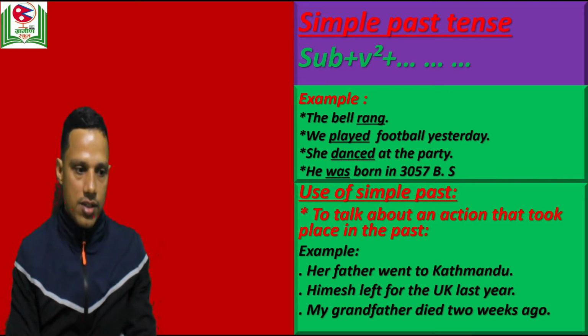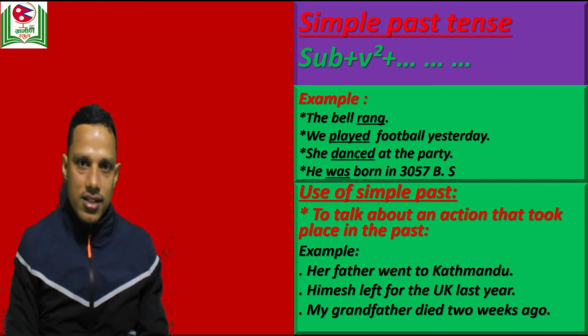Okay, please notice the verbs that have been underlined, which indicate past tense. Now, use of simple past. Yes, we use simple past tense to talk about action that took place in the past. Let's see the example. Our father went to Kathmandu. He left the UK last year. My grandfather died 2 years ago. Yes, all these sentences indicate the action that took place in the past, or this indicates the past tense.